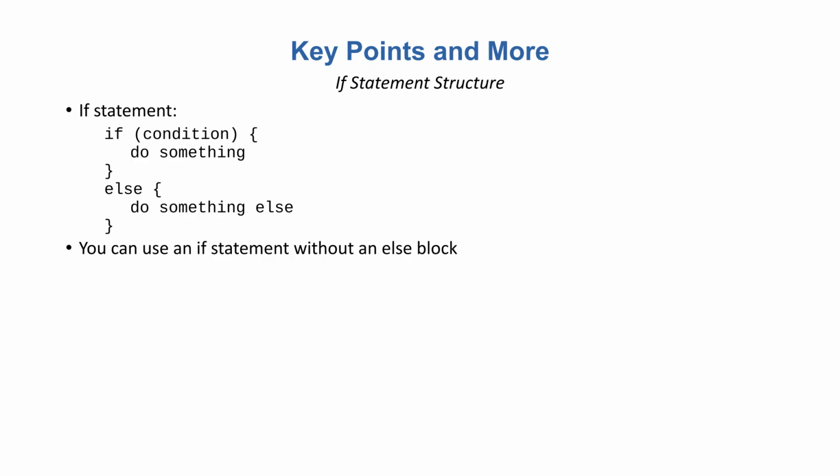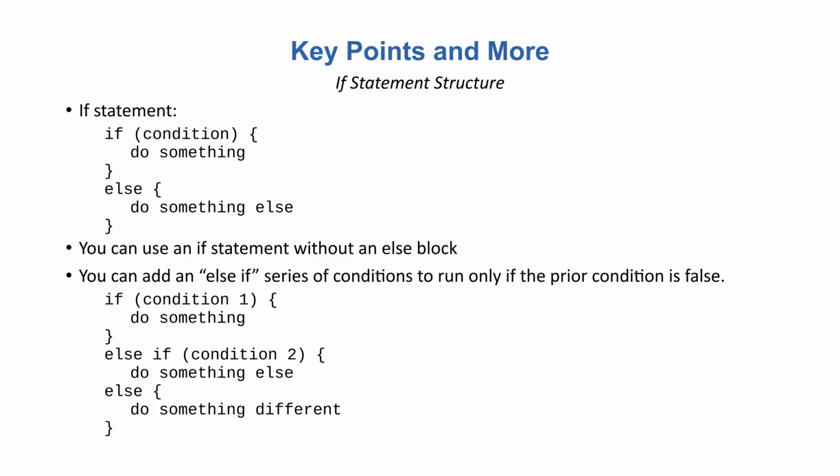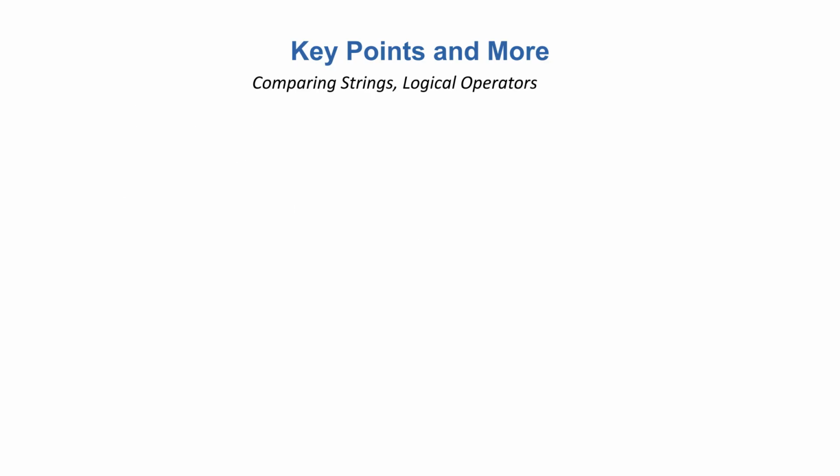You can use an if statement without an else block. You can add an else-if series of conditions to run only if the prior condition is false. This code says if condition 1 is true, do something. Otherwise, if condition 2 is true, do something else. Otherwise, do something different.